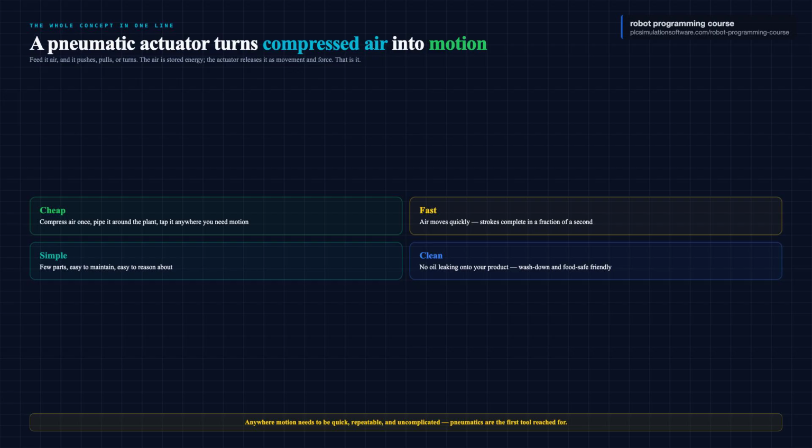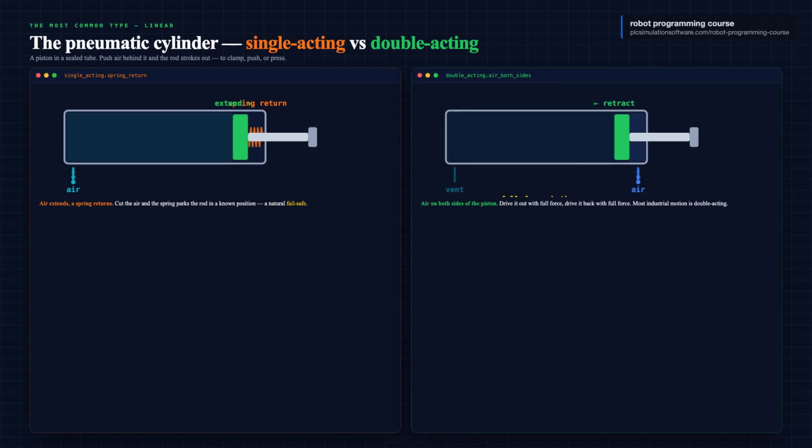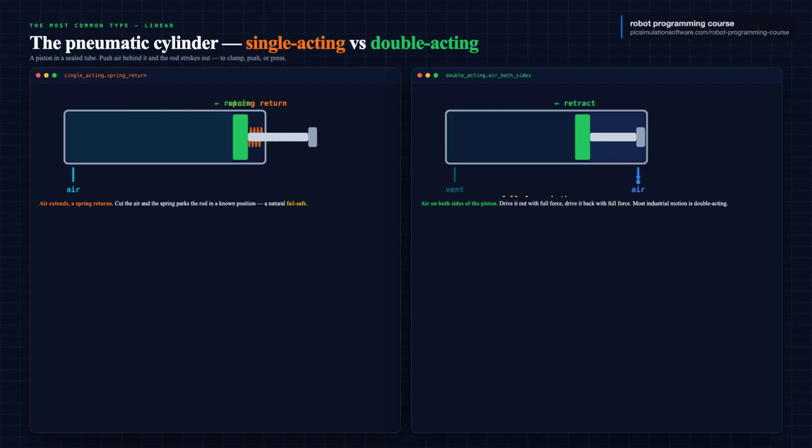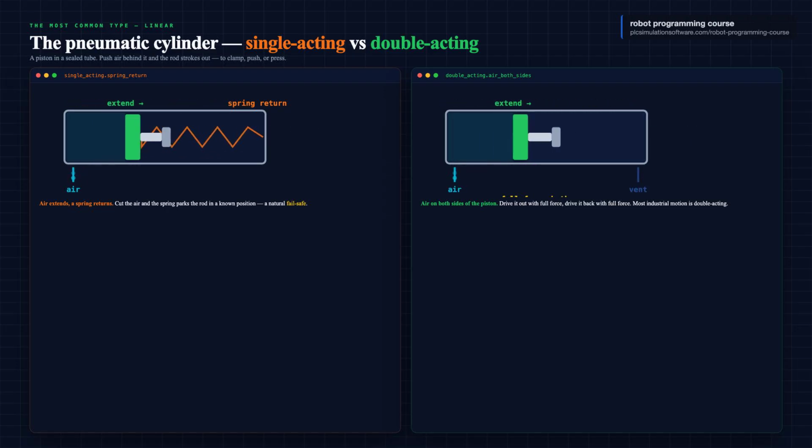The most common type is linear. A pneumatic cylinder. Picture a piston inside a sealed tube. Push air in behind the piston and the rod strokes out. That straight push and pull is what clamps a part, pushes a box, or presses a stamp.